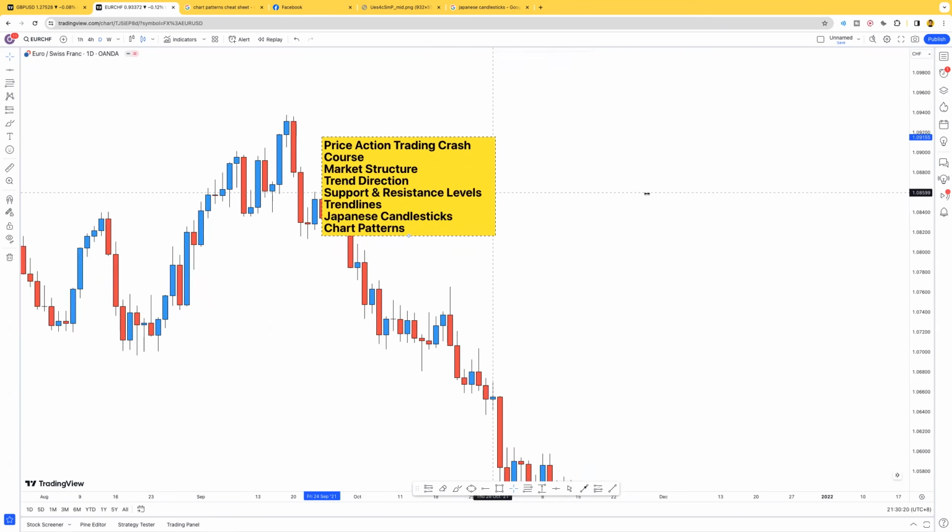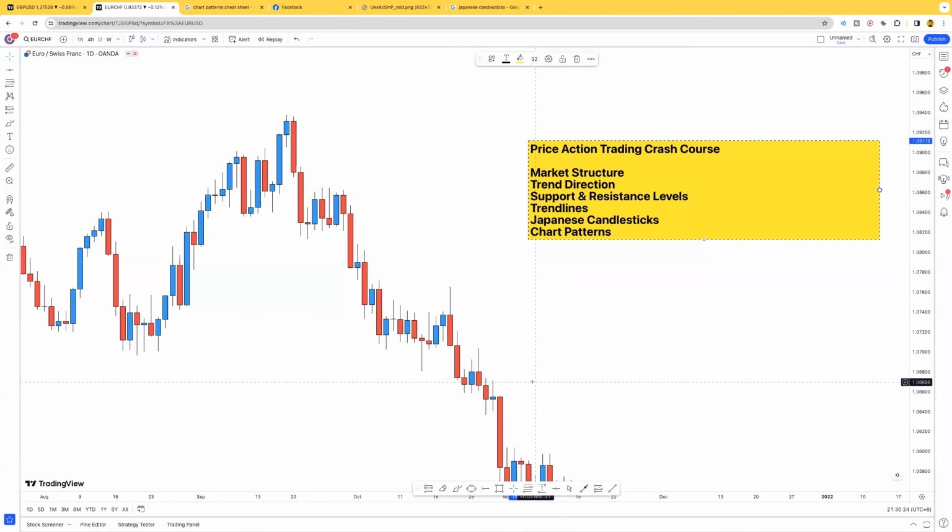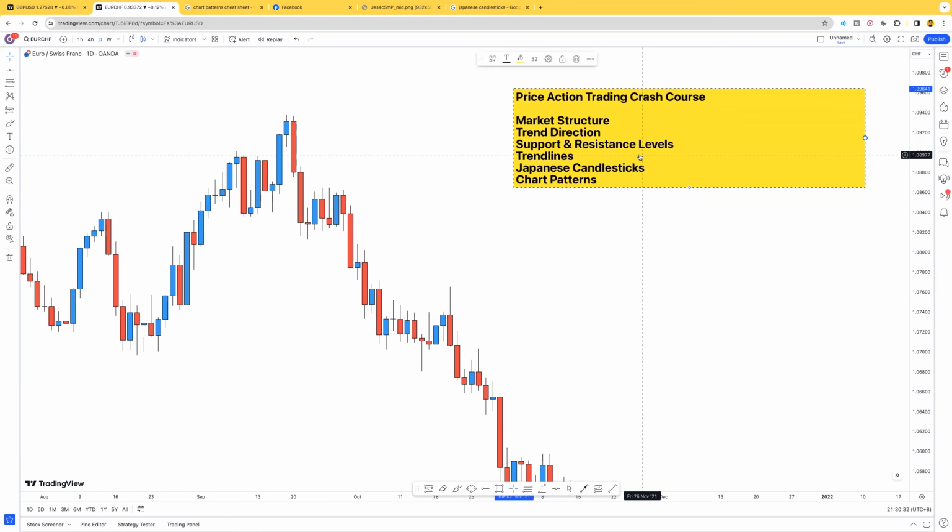So this is essentially what we have learned so far. Market structure, basically price in an uptrend will be creating higher highs and higher lows, and lower highs and lower lows in the downtrend. And then we also learned break of structure, how to identify reversals and stuff. And then followed by support and resistance levels, where we know that you should buy at support level, you should sell at resistance level. And support is essentially like a floor, resistance is like a ceiling.